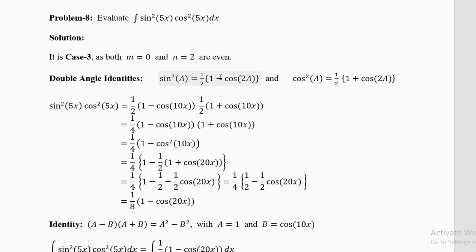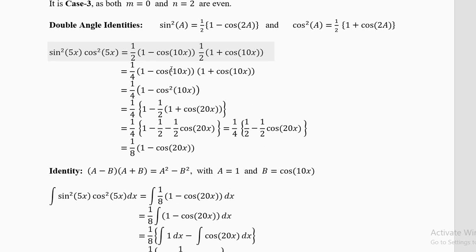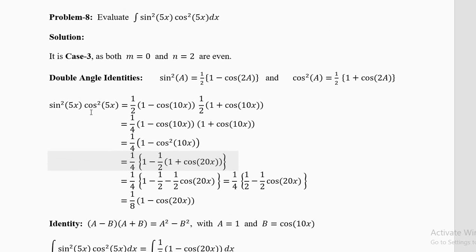What are the double angle identities which I have written? One for sine square, one for cosine square. Sine square a is half of 1 minus cos 2a and cosine square a is half of 1 plus cos 2a. Now let's do the algebra without writing the integral symbol repeatedly. Now sine square 5x into cosine square 5x will be half of bracket 1 minus cos 10x into half of bracket 1 plus cos 10x. 1 is for sine square, 1 is for cosine square.